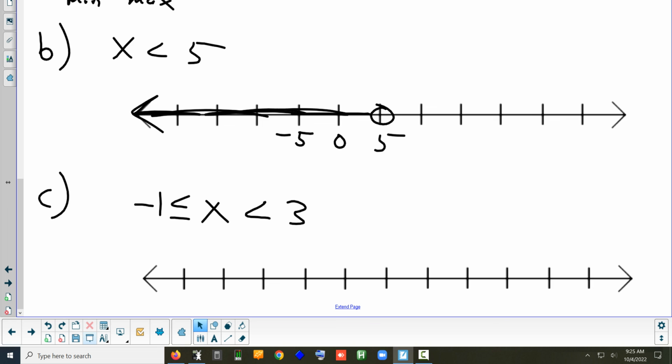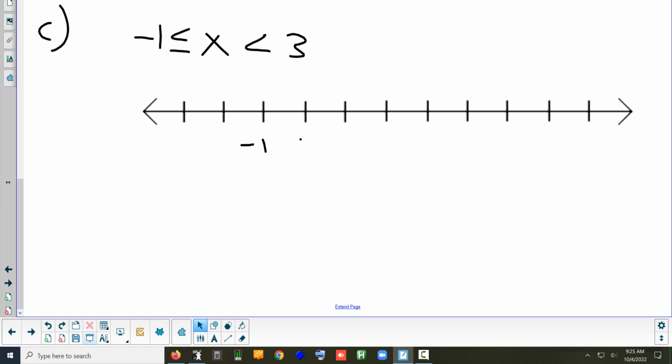Okay, so let's make a number line. Ashley, what kind of circle do I need on -1? Closed circle. How about on 3? Open circle. And where do we shade? Through the middle. Yeah. Bounded is usually shade between. Just like that.